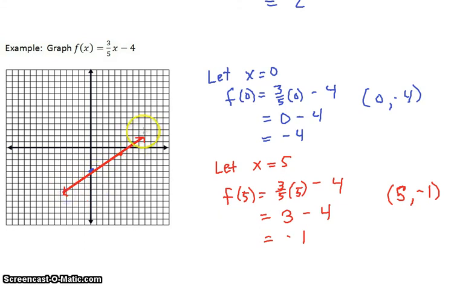And it's important to know that all these points that are on this line are solutions for this equation. So every point that's on this line is a point that's going to work for this equation.